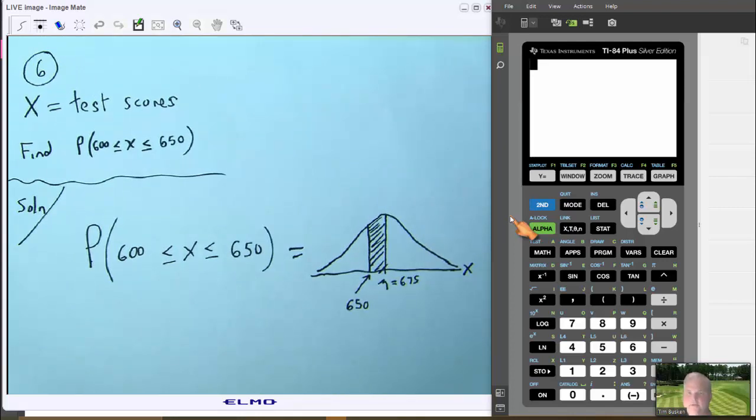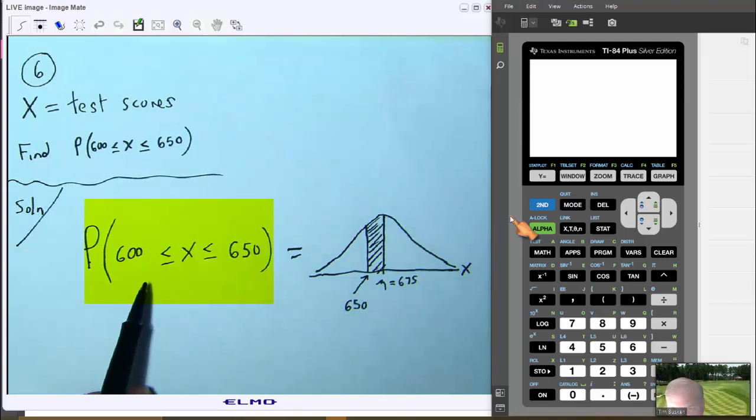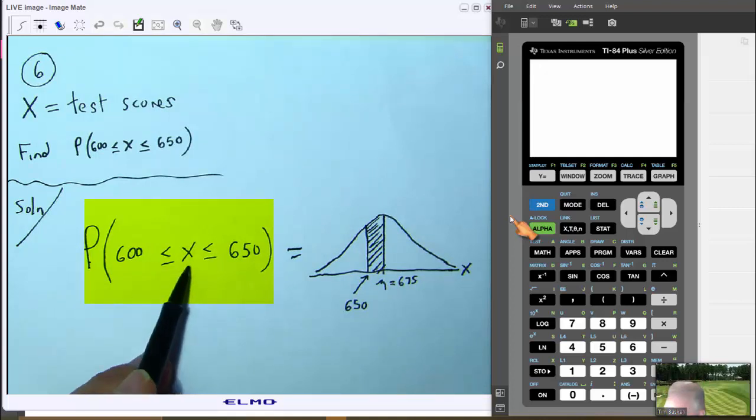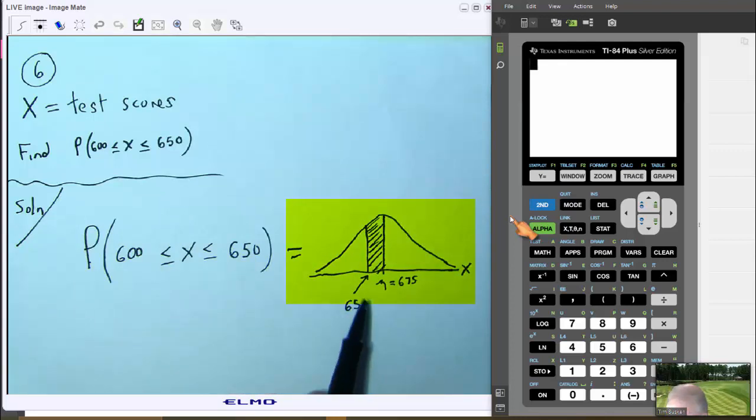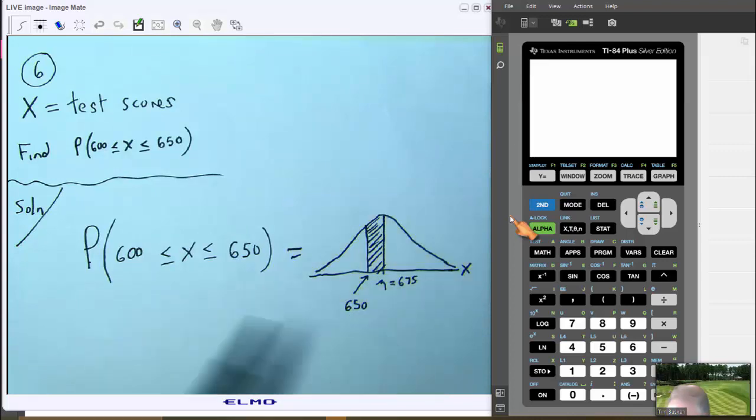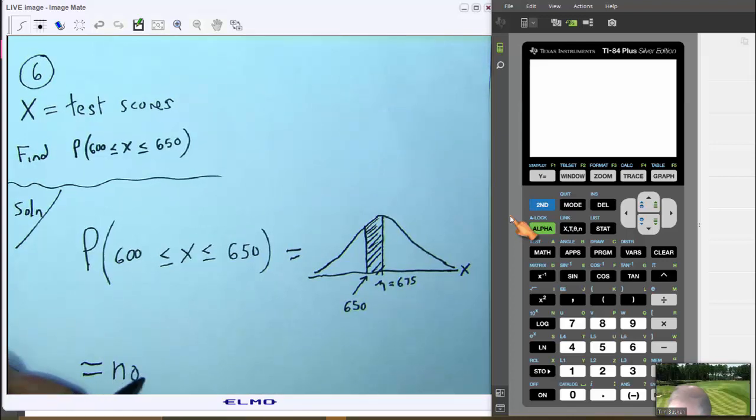Okay, so according to the theorem, the probability that x is between and including 650 and 675 is nothing more than the area underneath the normal curve between 650 and 675. A quick way to find that is to use the calculator's normal CDF command.